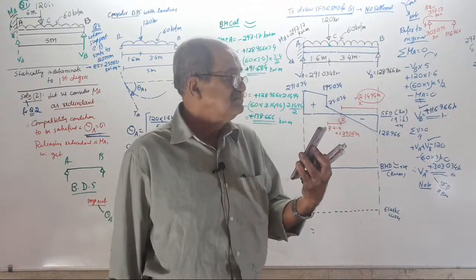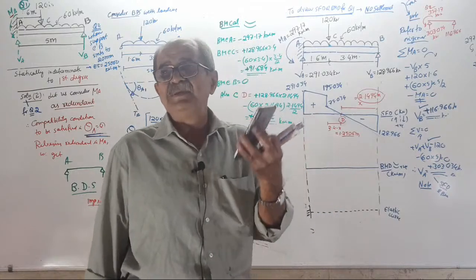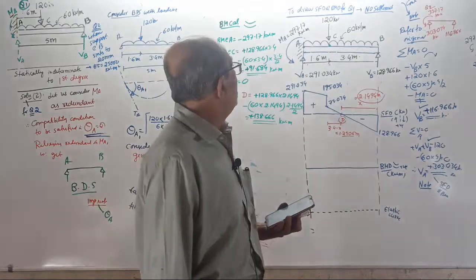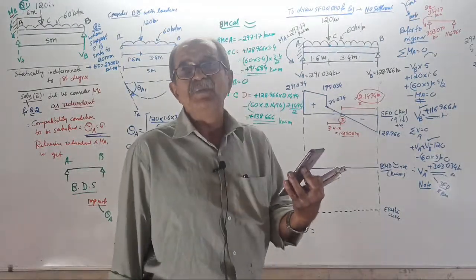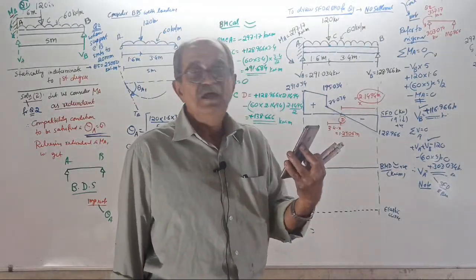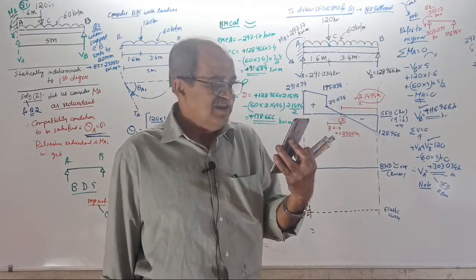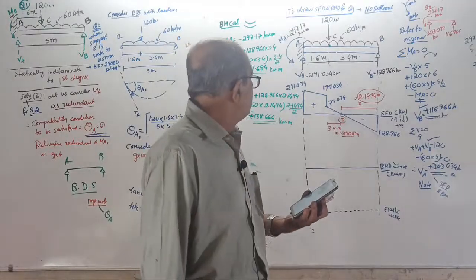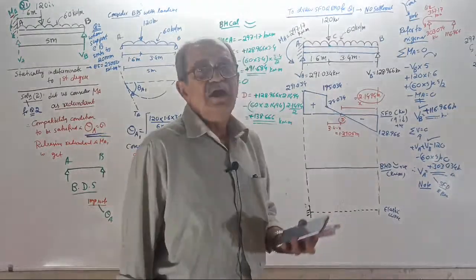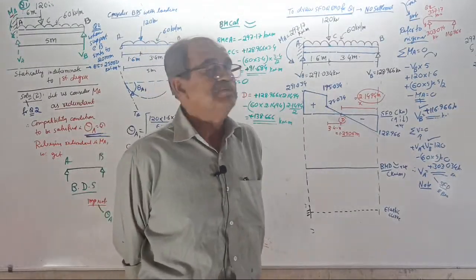What he will tell, he calculates himself, I don't know. I will tell him, divide by 120. I will ask him, sir, please tell me what is the answer. What answer will he tell? He will tell 138.6. I will say, that is the maximum BM.